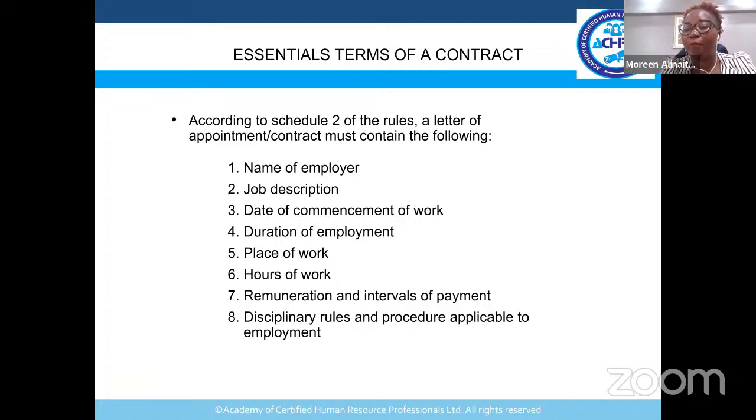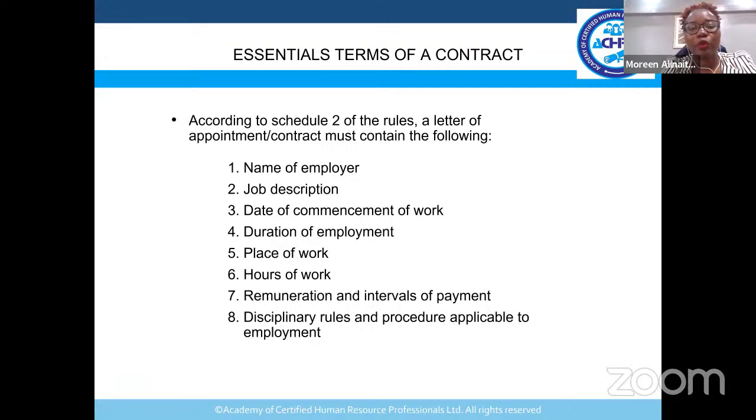specify the name of the employer. It must specify the name of an employer. That is, if it's an individual or it's an organization, that should be specifically provided for in the contract.